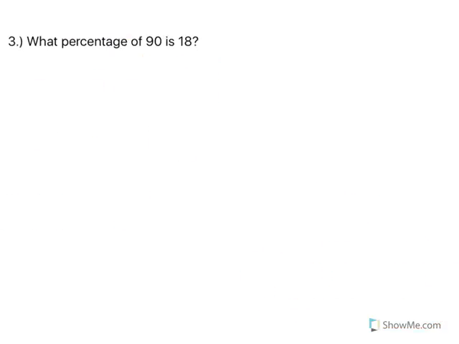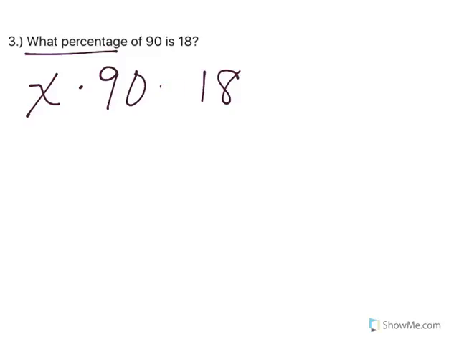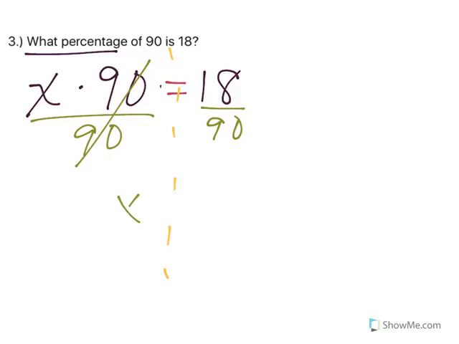Number 3, what percentage, I don't know, of 90, of means to multiply, is 18? So is means equals. Again, I have 90 times x, so I undo multiplication by dividing, and I get a value of x equals 0.2. Change that to a percent by multiplying by 100, and I have 20%.